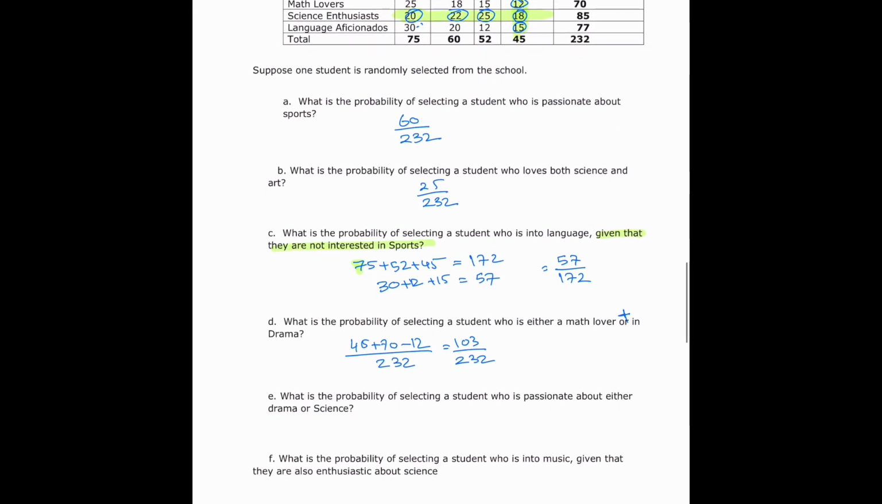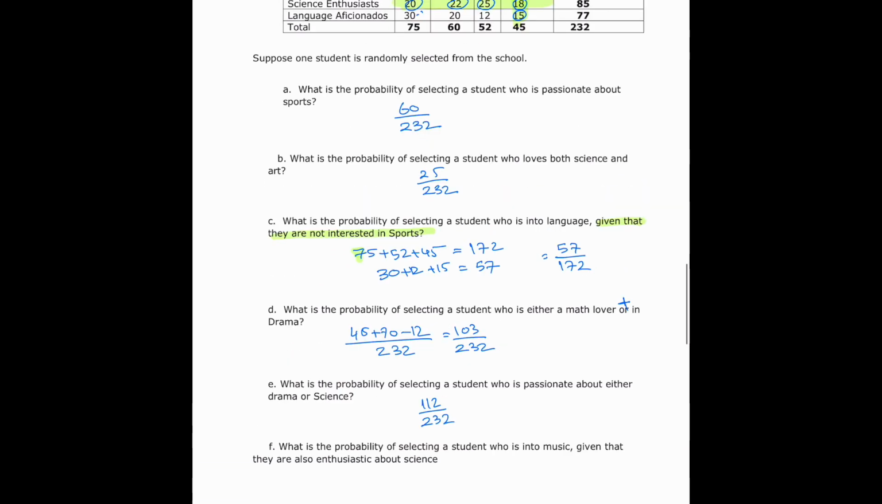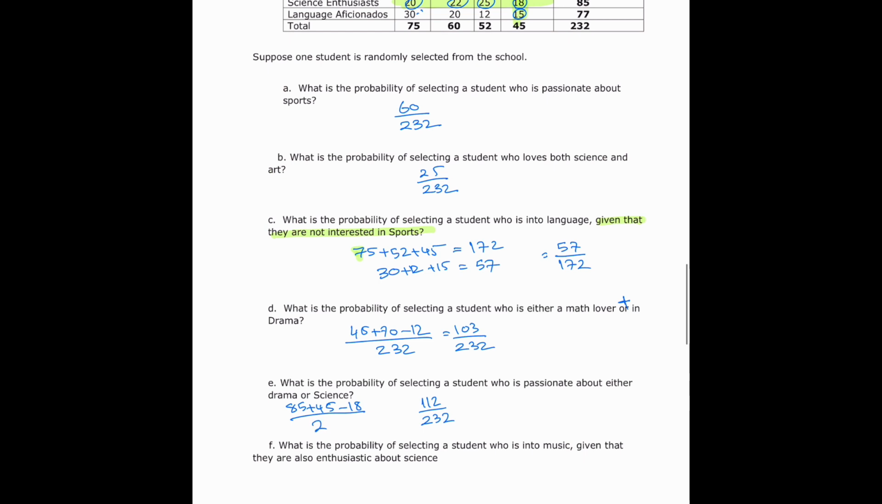So if you add 20 plus 22 plus 25 plus 12 plus 18 plus 15, you're going to get a total of 112, and that is, you're going to divide by the total, and that is the probability. So in other words, let me just write it down here. You could say basically 85 plus 45, and then you subtract 118 because you double counted that, and divide by 232.